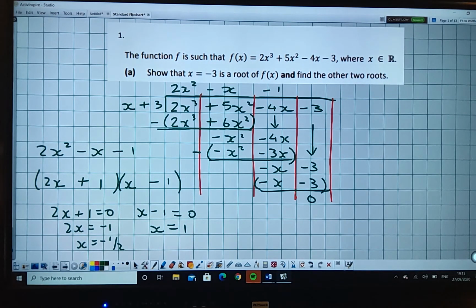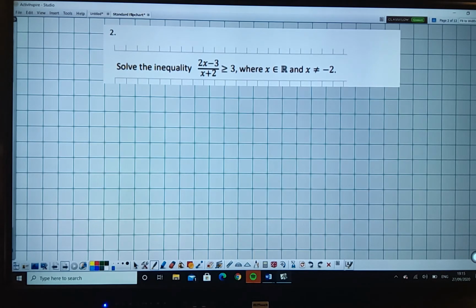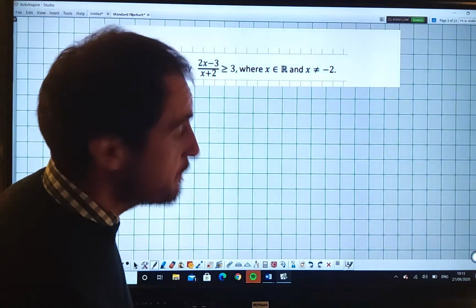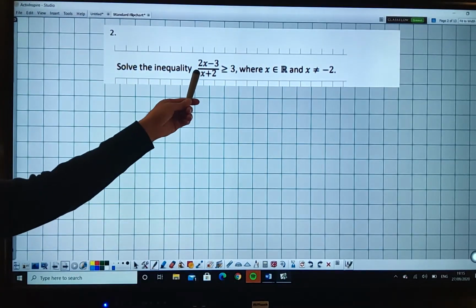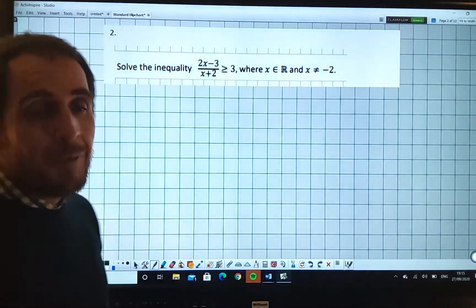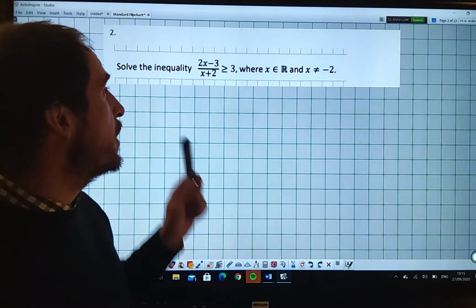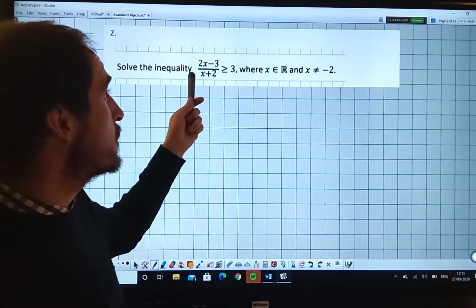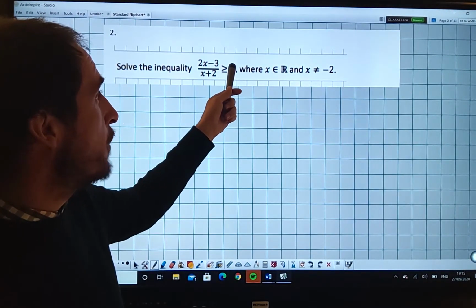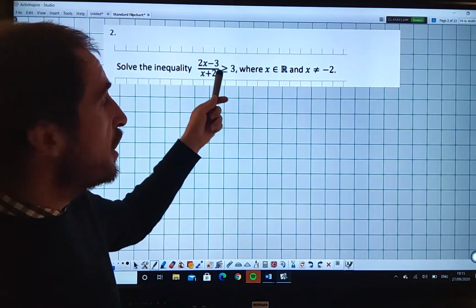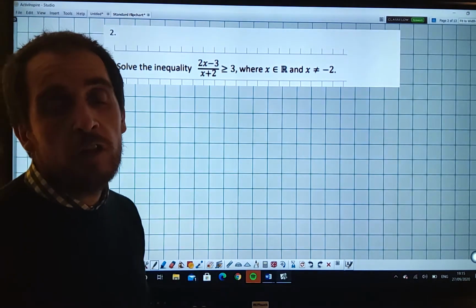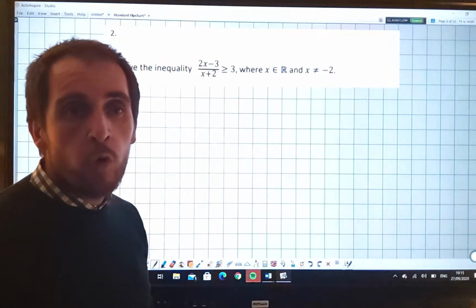Okay, second question then. Solve the inequality. So the key to this one is that if we were to multiply this just by x plus 2 on both sides, depending on what x is, if that was minus 5, that would be minus 5 plus 2, which is minus 3. But when you multiply by a minus number on this side and a minus number on this side, you have to change the sign of the inequality. But we don't know if it's minus or not.